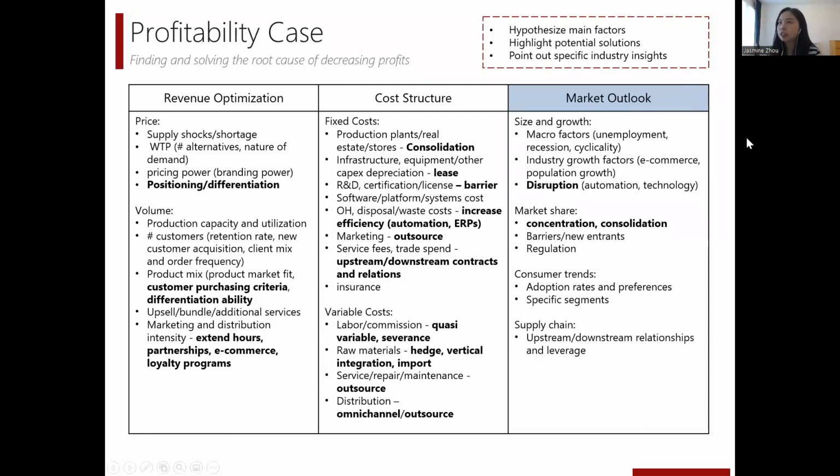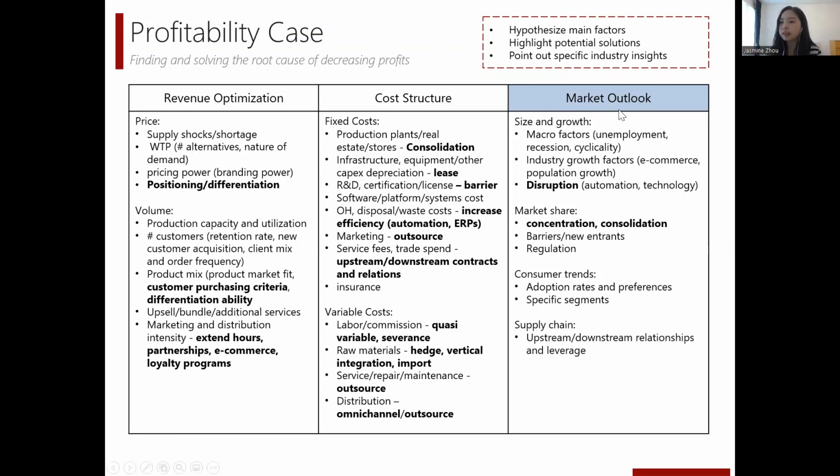So I got rid of the strategic risks and considerations just because it's not too relevant to a profitability case, because you're not trying to decide whether or not to do a new product or a new venture, but rather you're trying to find out what's causing decreasing profits and try and solve it. So these 3 buckets are all relevant to that, because for profit issues, it could be a revenue issue, a cost issue, or it could be because of the overall bigger market environment.